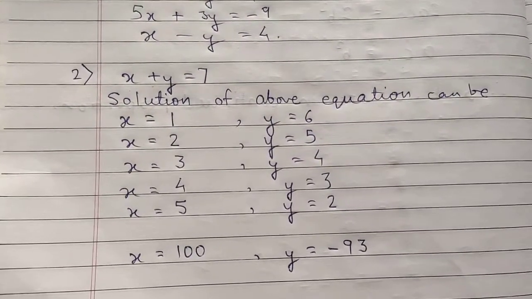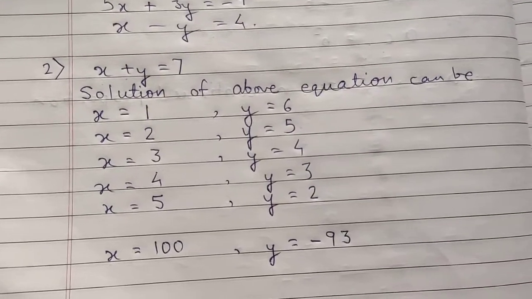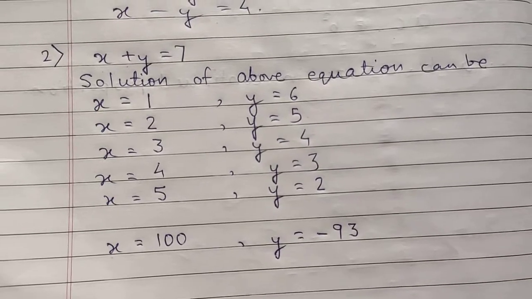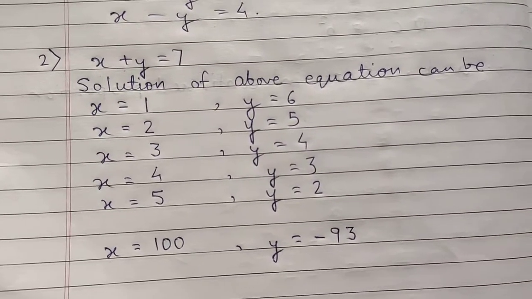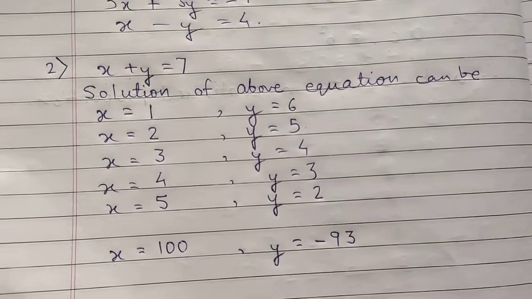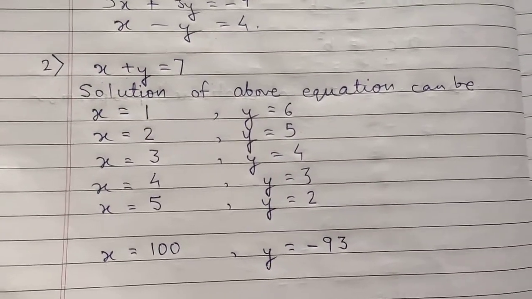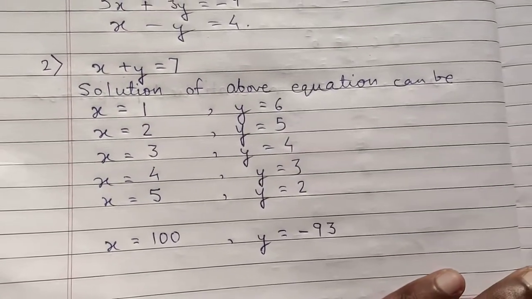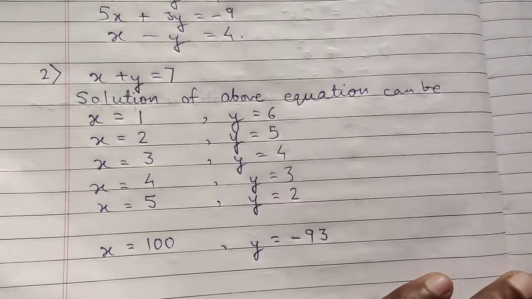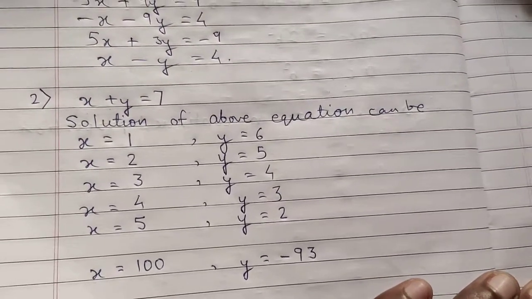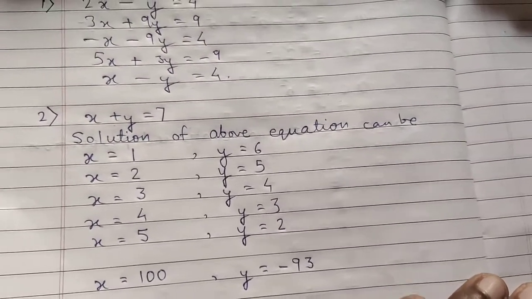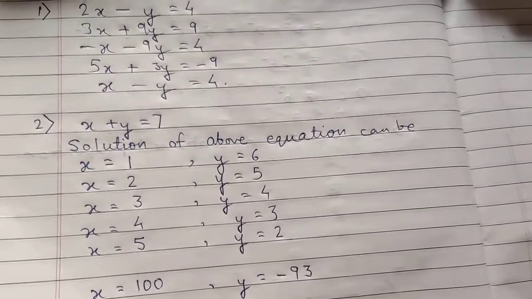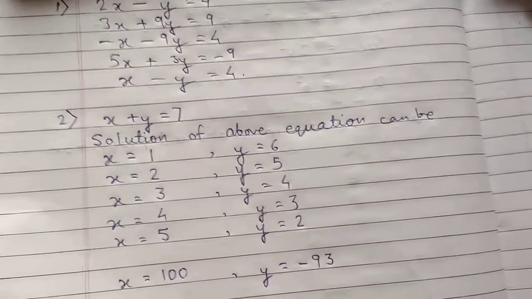So same way you can form infinitely many solutions, and in this question you need to write only 5 solutions of this equation. Okay, so this was very simple. Only the thing is what? You need to think of values of x and y such that you will get x plus y equals to 7. Okay, so question number 1 and question number 2 was open-ended type, because in these two questions you have infinitely many solutions, and it depends on your mind how you are writing the solution.